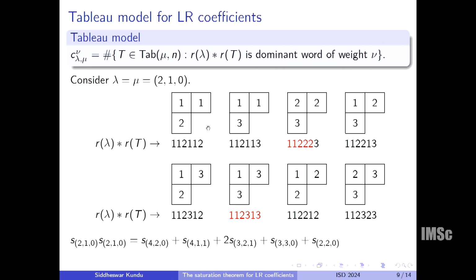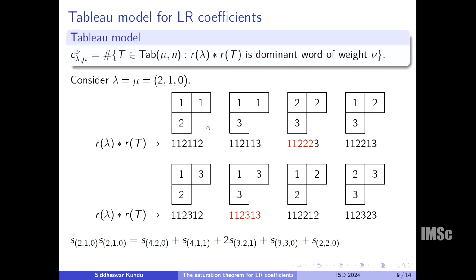Now I can say how to count this coefficient. It is called the tableau model for the LR coefficient. This is the set of all tableaux T such that R lambda star R T is dominant of weight nu. For example, if we consider lambda equal to mu equal to (2, 1, 0), then all the semi-standard tableaux of this shape are these 8. These words are the R lambda star R T. But this word is not dominant, because if we consider the subword 1, 1, 2, 2, 2, its weight will be 2, 3, 0. That is not a partition, right? So this is not dominant.